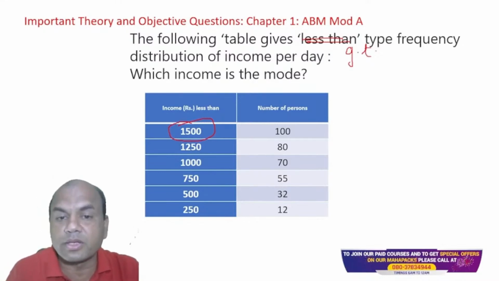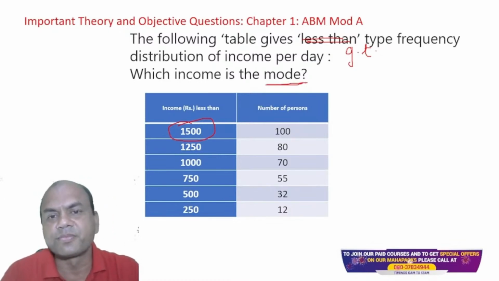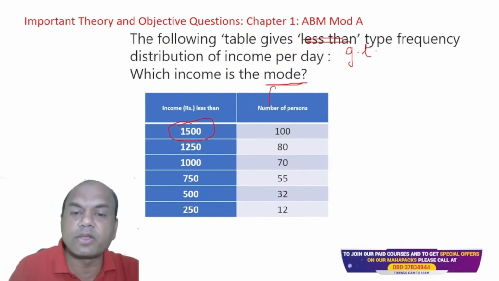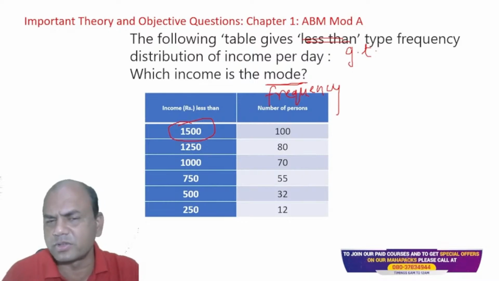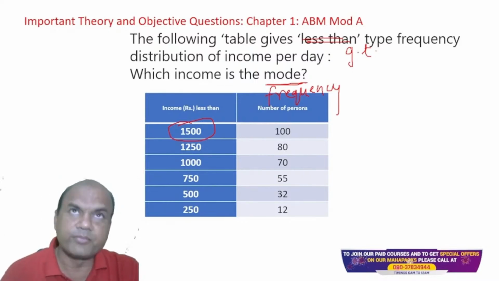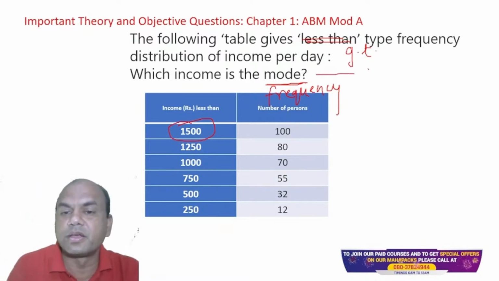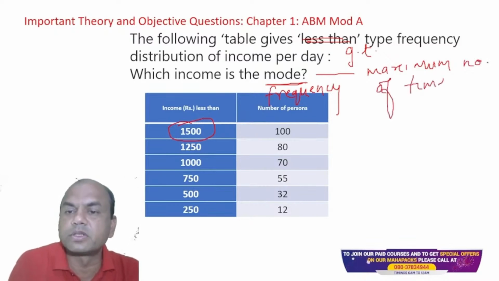What is the income mode? Now the question is different. Let it be less than or greater than, it doesn't matter. The question over here is what is the mode? Firstly, understand what is the meaning of mode. Here, this is known as frequency. How many persons are having income of 1500? How many persons are having income of 1250? And so on. What is the mode? Mode means that number which occurs the maximum number of times. This is known as a mode.